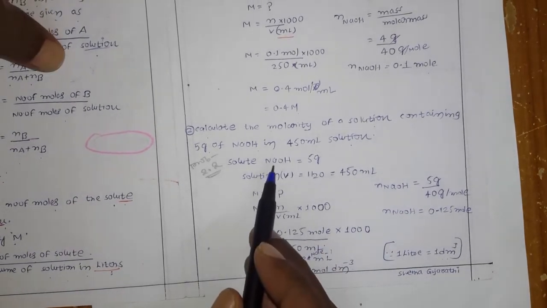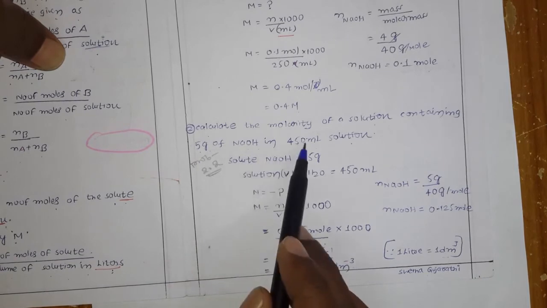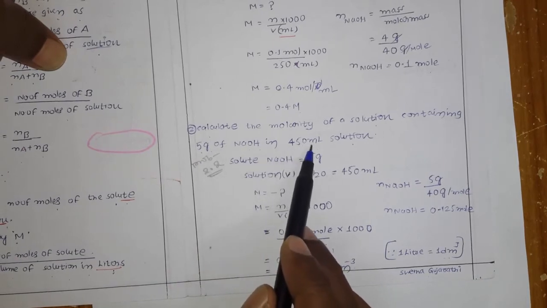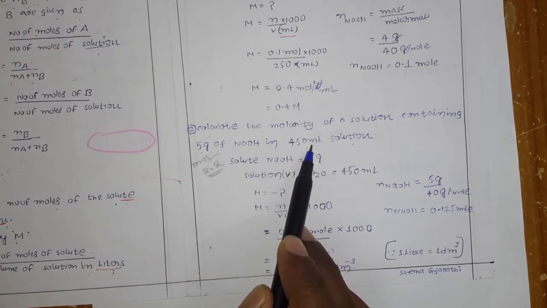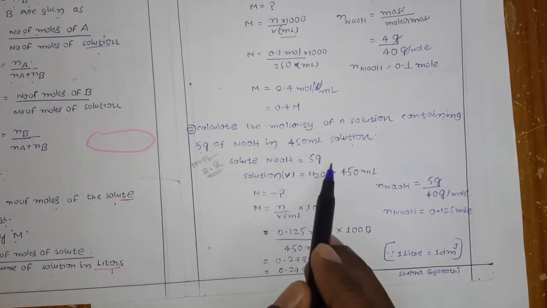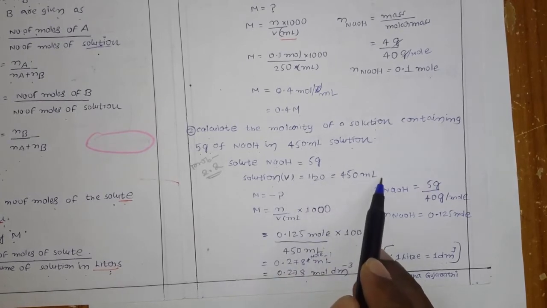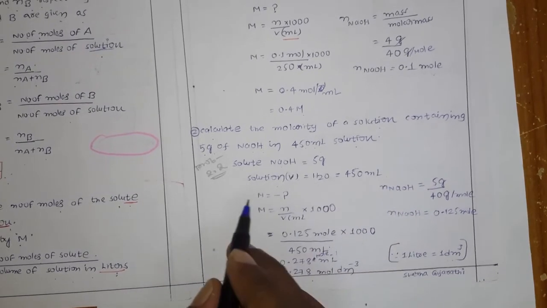So here what is the solute? The solute is the small quantity, that is the 5 grams of sodium hydroxide. And the solution is 450 ml. It is a solution only, direct solution only. So what he has given is the solute, 5 grams, and the solution volume, 450 ml.